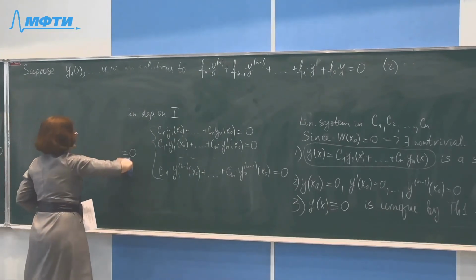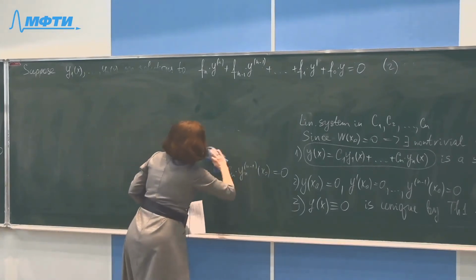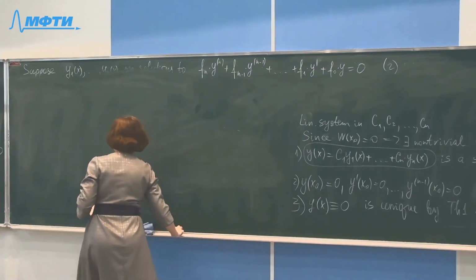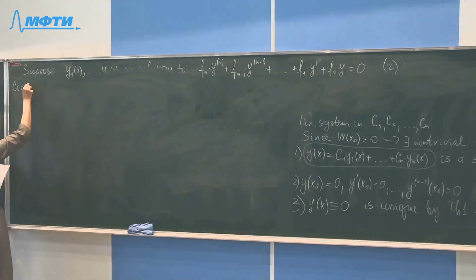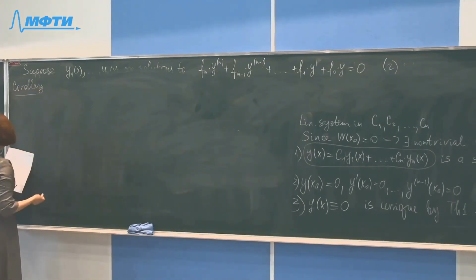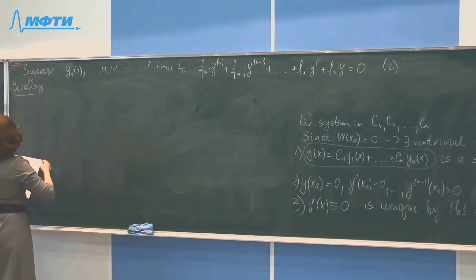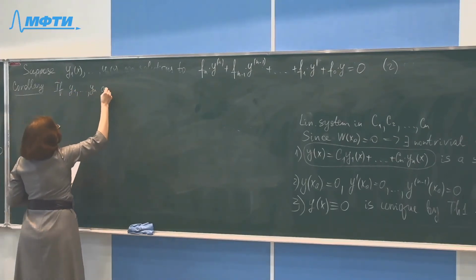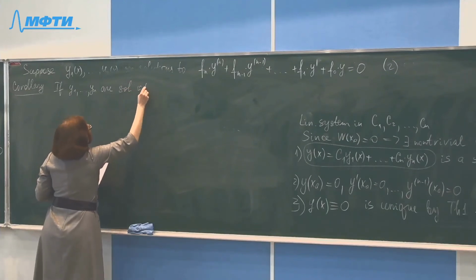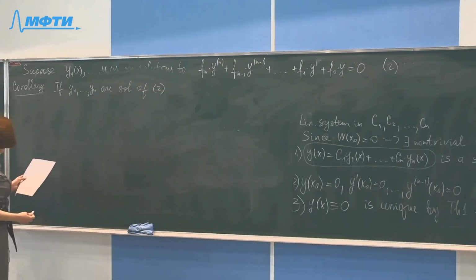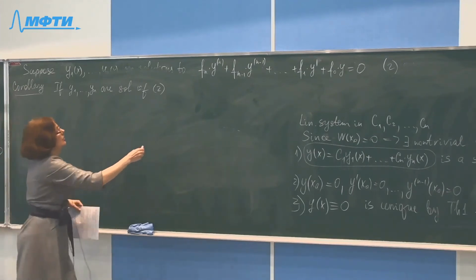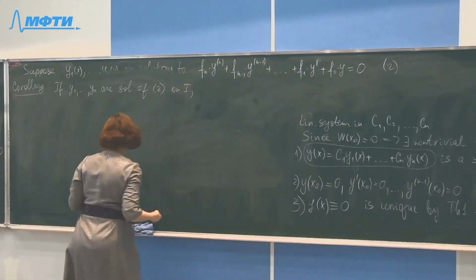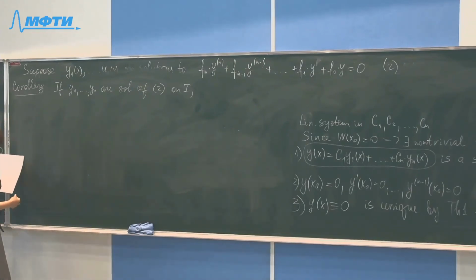The theorem is proved, and now the corollary. If y1 and so on yn are solutions of equation 2 on an interval I, then the Wronskian of the set of functions is either identically 0 on I, or it is not 0 for any x in I.